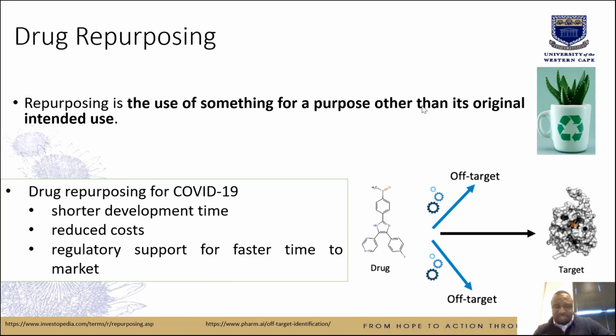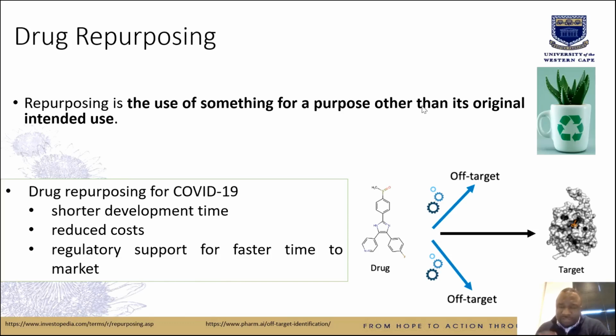So the word repurposing, I try to define what it is: the use of something for a purpose other than its original intended use. We are taking advantage of the fact that most drugs have off-target effects. Although we design drugs to be as specific as possible to a particular target, they also have effects on other targets, and that led to what we commonly know as side effects. Once we know that, we can begin to think about whether we can use a side effect as the main indication for a particular drug. And that essentially is what drug repurposing set out to do.